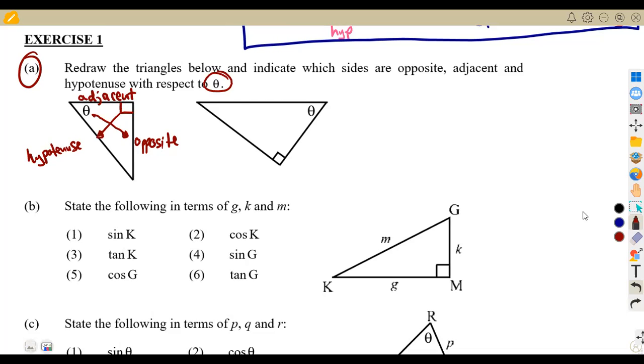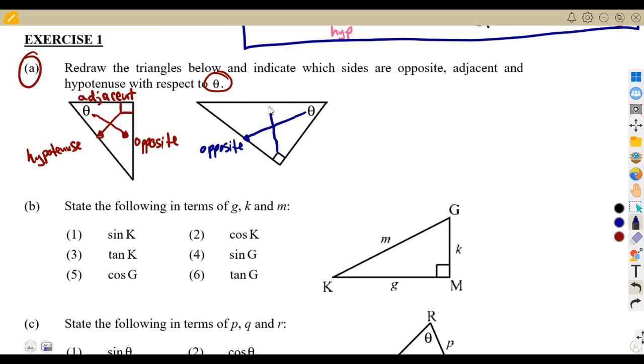So you just have to redraw your triangle. And like I said, according to this triangle, it has to change, all right? According to this triangle, theta is opposite to this side. So it means this side is opposite to theta. So this is our opposite this time, all right?